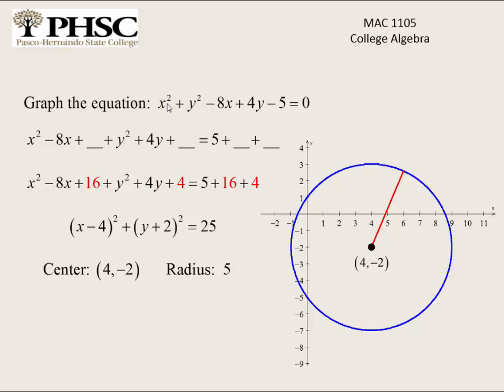So remember, there's a standard form and a general form. We have to complete the square for the x's and the y's, and then from there we're able to find the h, k, and also the radius.